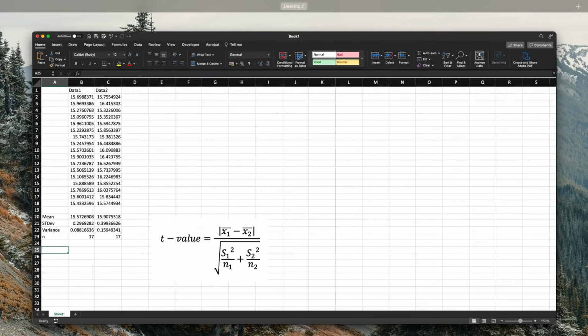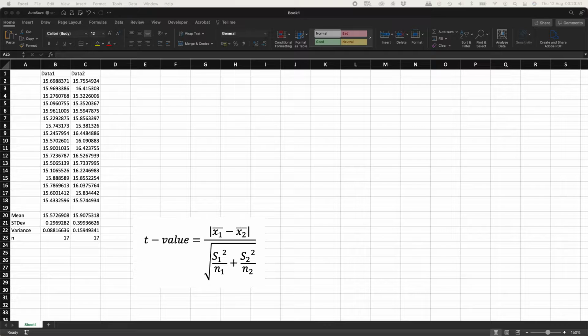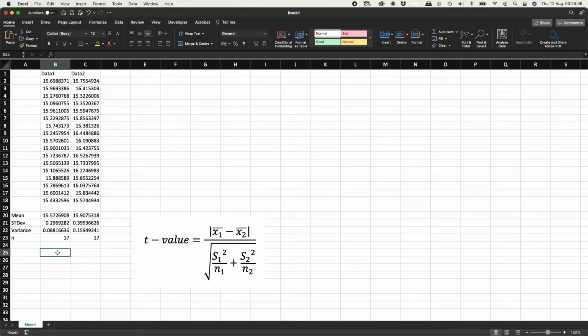Now, for the next part of the calculation, we're going to calculate the following. First, we're going to calculate the top of the formula, which is the absolute value of the average for the first set of data minus the average for the second set of data. Now, I want you to observe the following. If we make a subtraction of the first value and the second value, of course, x1 minus x2, we're going to get a negative value in this case. But I want the absolute value.